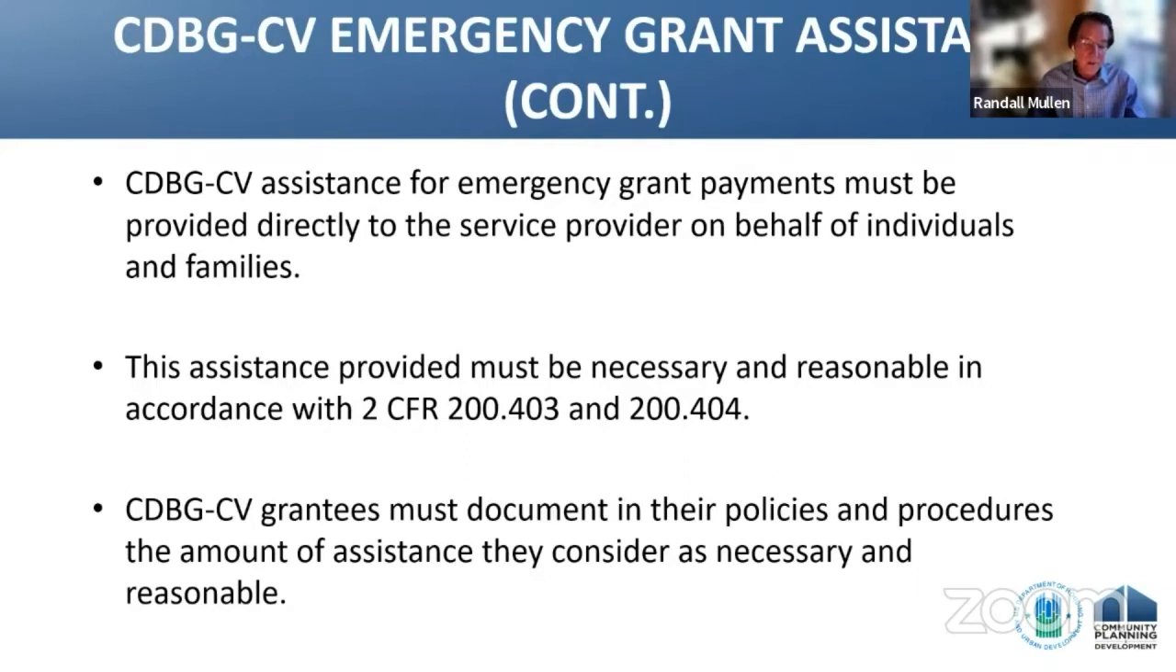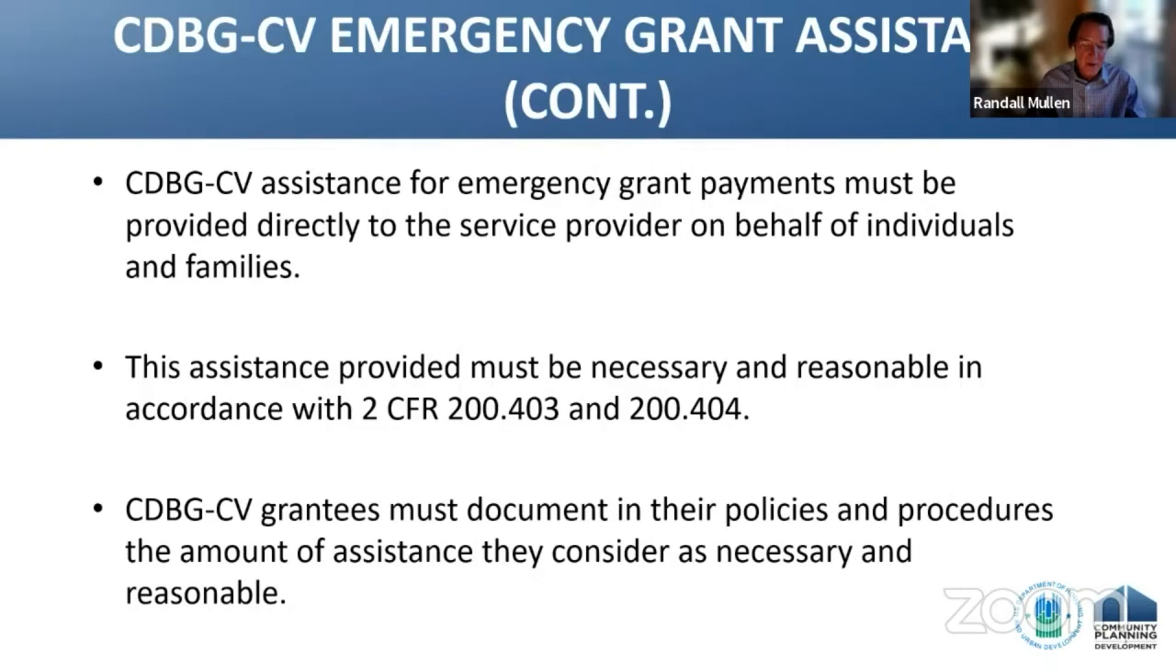As many of you know, grantees must not only ensure that activities eligible under CDBG regulations conform to those regulations, they must also conform to what I call the uniform administrative requirements. Those requirements are codified at 2 CFR Part 200. And such guidance applies to all federal grant and aid programs, including many that have been funded under the CARES Act. Emergency grant assistance must be both necessary and reasonable, according to the cited provisions on this slide.